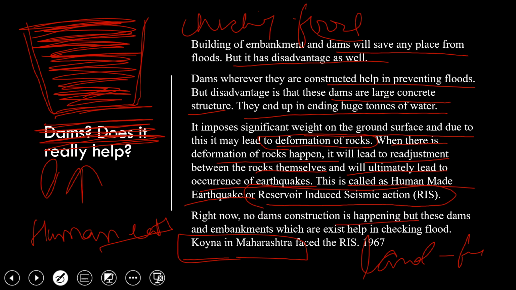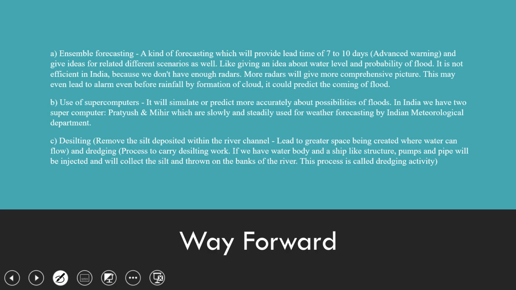This will be called reservoir induced seismic action, and right now no dam construction is happening. That's why I have not included it in phase 1, because this is not a danger for us right now. This is not a problem for us right now. Whatever dams have been created, they are there. We are not moving toward creation of further new dams. So these dams and embankments which exist help in checking the flood. An example of a human-made earthquake or reservoir induced seismic action is Koyna in Maharashtra. We faced this human-made earthquake in 1967.